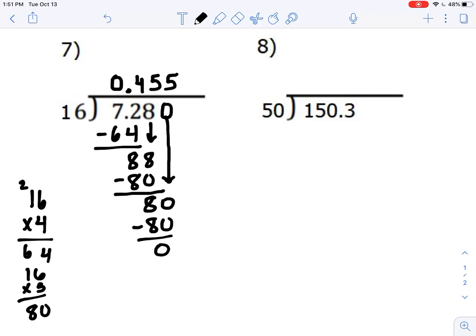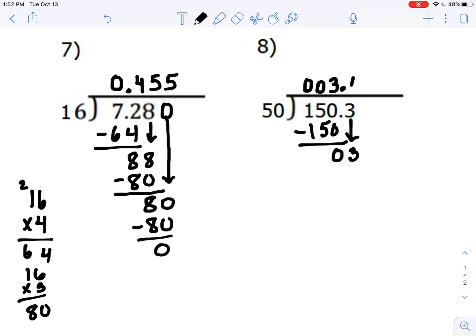All right, and question number 8, we have 150 and 3/10 divided by 50. So I can't make a group of 50 out of 1 or 15. We can make 3 groups of 50 out of 150. It's exactly 150. So we have 0 remainder. My decimal point I'm going to bring up right away. And then I'm going to bring the 3 down.